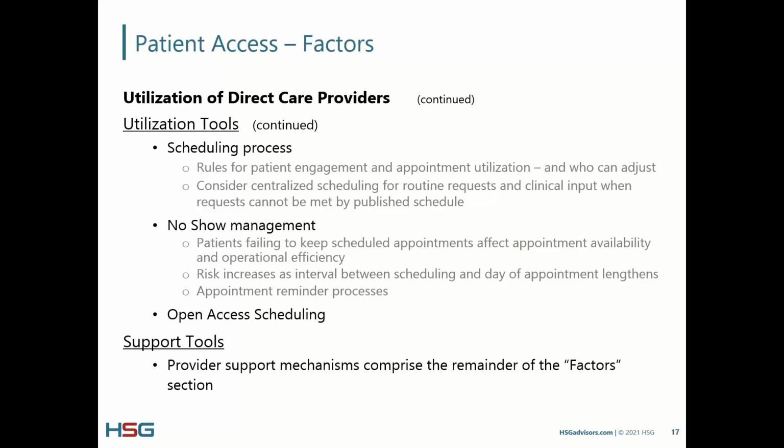This is where centralized appointment scheduling can be helpful, but many organizations rely on this as the be-all and end-all, and perhaps it should be an 80-20 rule or 90-10 rule, where the centralized scheduling is used for routine requests and filling appointments for routine requests, and the clinical input is sought when requests cannot be met by the published schedule. So, for instance, if the patient expresses a need to be seen tomorrow, and there isn't an open appointment tomorrow, having the clinical support staff and/or provider involved to figure out how to accommodate that request should not rest with centralized scheduling, but should rest with the office environment.